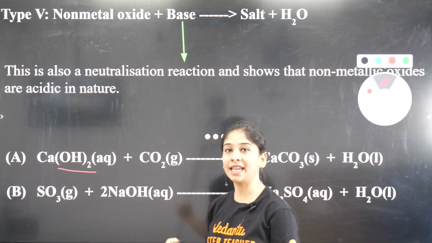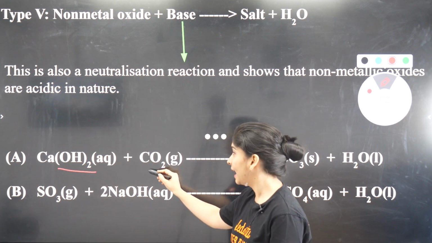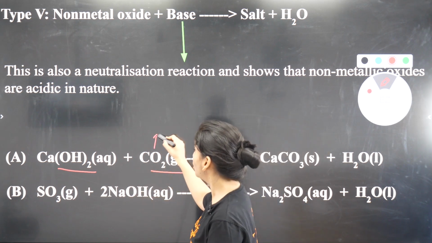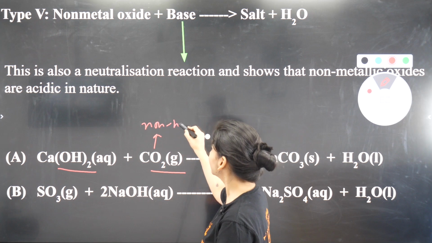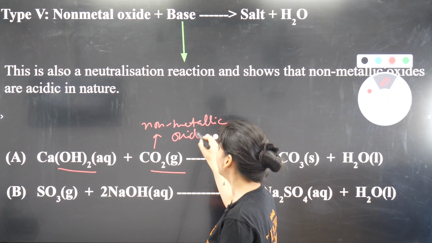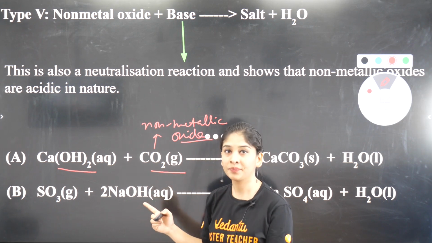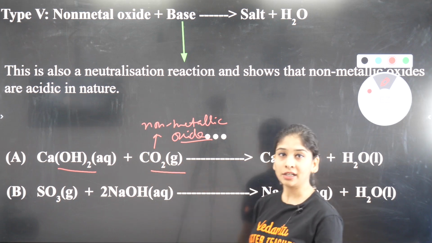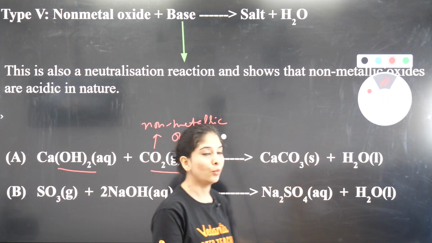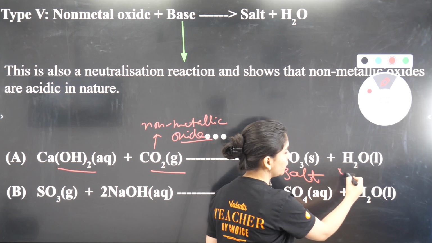Again, when I have this calcium hydroxide aqueous solution, means lime water, as soon as I am passing CO2 gas, which is a non-metallic oxide. Why is this a non-metallic oxide? Because CO2, carbon dioxide, carbon is a non-metal only. Yes, so they are going to react to give you calcium carbonate and water, salt and water. So this is also a kind of neutralization reaction.